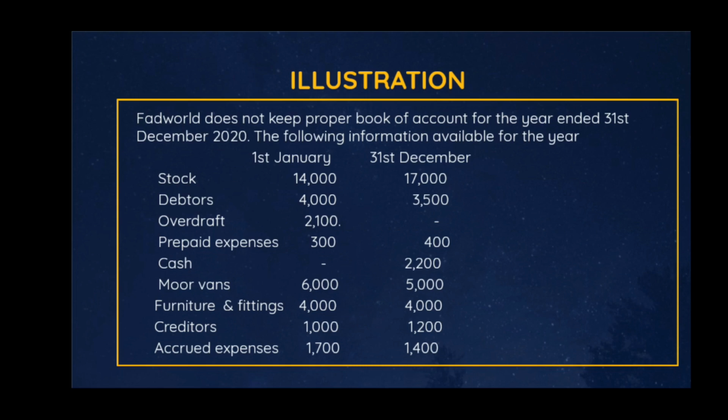Now let's take an illustration. Fadwa does not keep proper books of account for the year ended 31st December 2020. The following information is available for the year. So we have the record of the assets as at the 1st of January, and the record of the assets as at the 31st December 2020. That is stock, debtors, overdraft, prepaid expenses, cash, motor van, furniture and fitting, creditors, and accrued expenses. Those are the records of assets and liabilities of Fadwa which are provided.